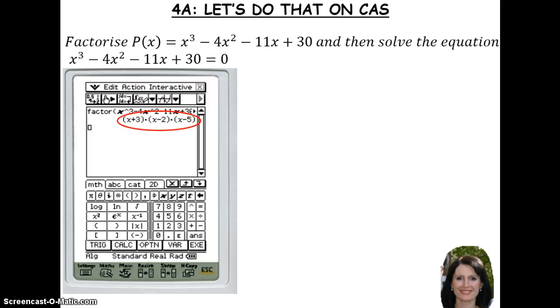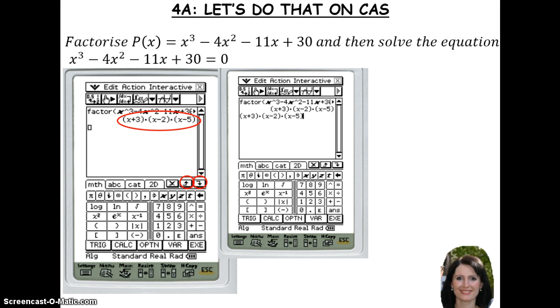Here are our factors. What we need to do now is copy and paste them. This one here, that little up arrow there, means copy. So if we highlight x plus 3, x minus 2, x minus 5, and then press that up arrow, it copies it. We then click the down arrow, and that means paste. And it pastes it onto a new line. We can then use it.